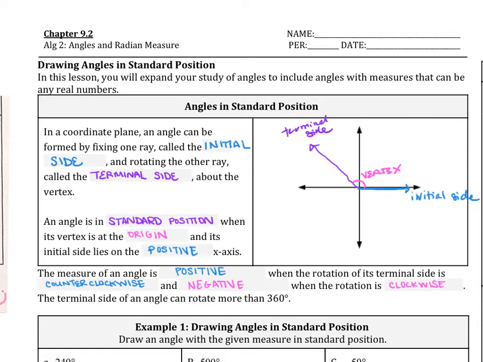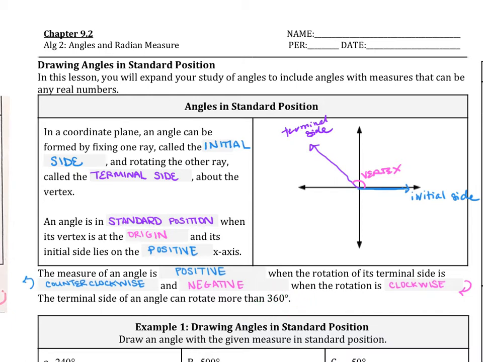The measure of an angle is positive when the rotation of its terminal side is counterclockwise. So that means it's going in this direction here. So notice in this one, if the angle goes this way, as it rotates in this direction, it's counterclockwise, and therefore it is positive. Now, if it rotates clockwise, then it is negative. So it goes in this direction here. So if it starts here and then goes this way, it is negative. The terminal side of an angle can rotate more than 360 degrees.